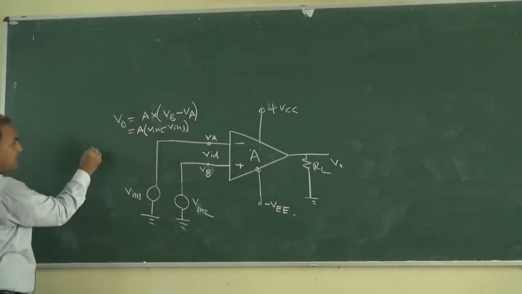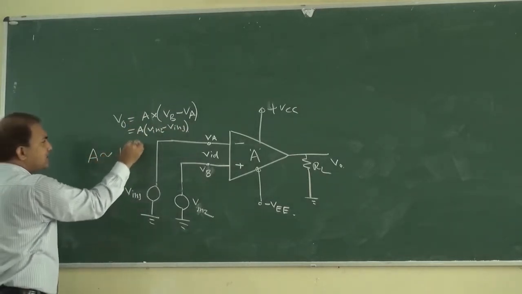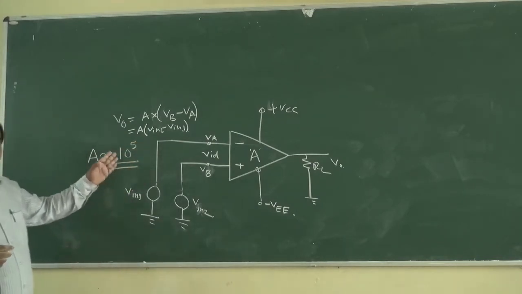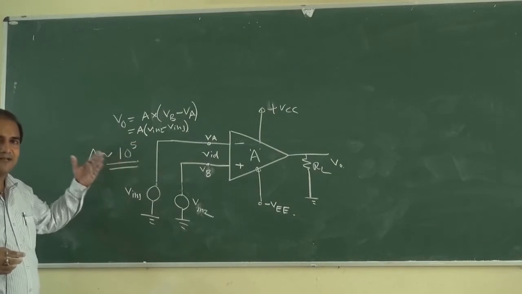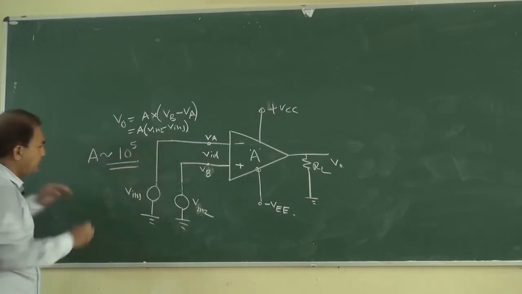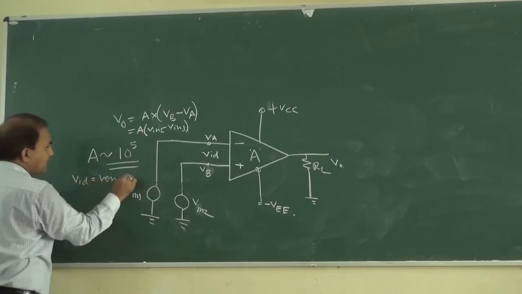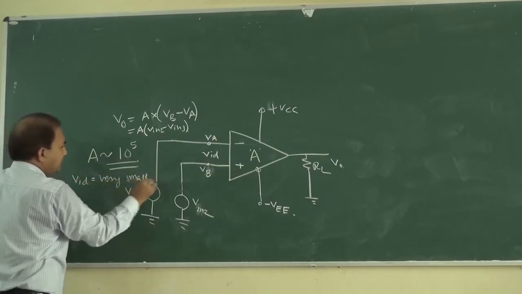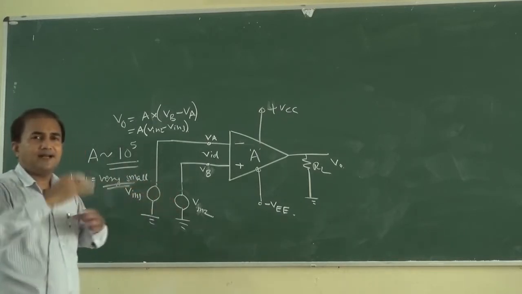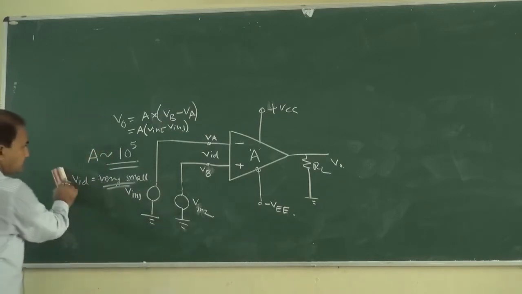And we know that A is approximately in the range of 10 to the power 5. This value is very high, the gain is very high. So even for a small input, suppose VID is very small, then also V output will go to the saturation value.